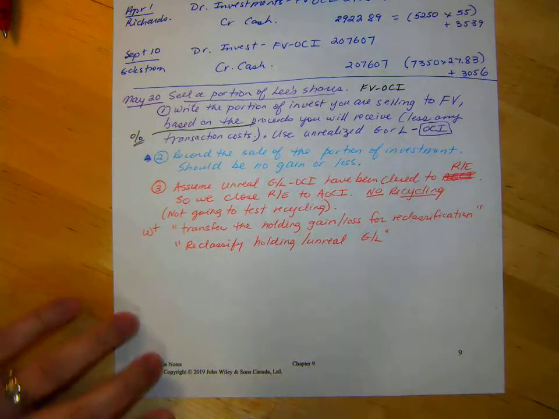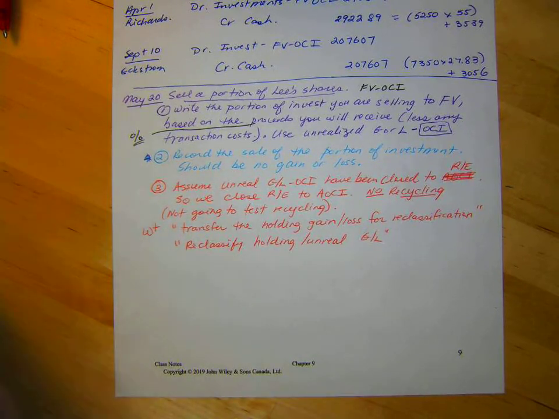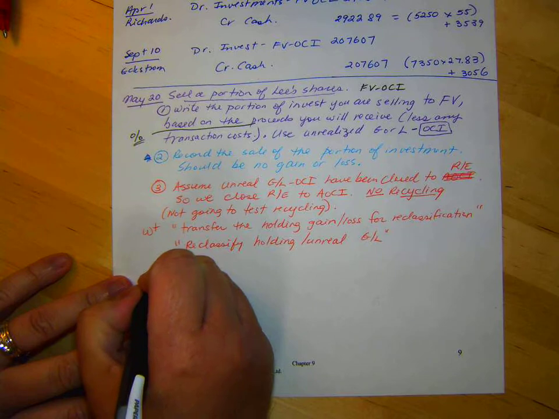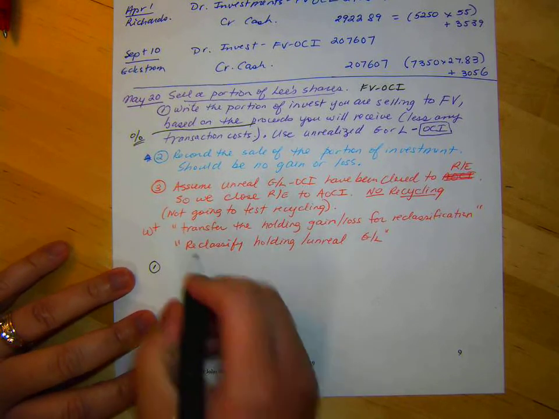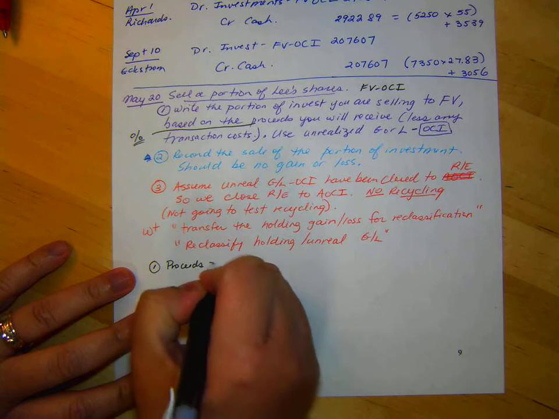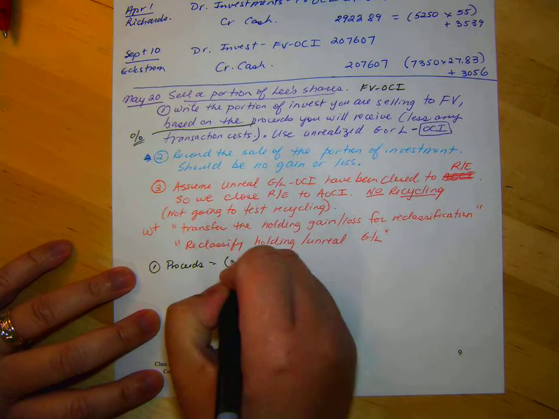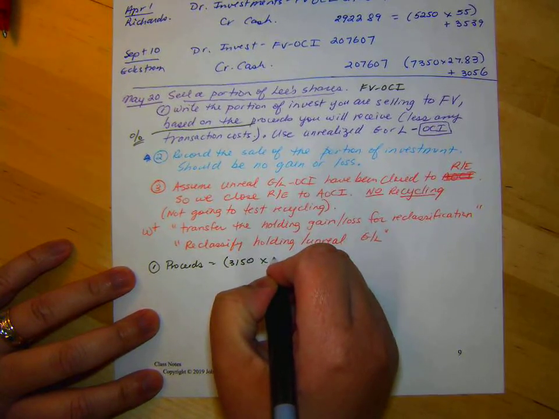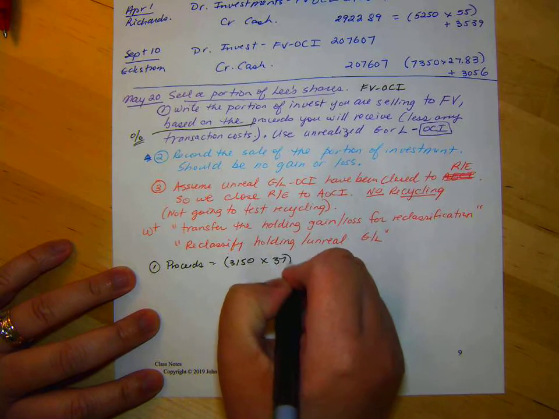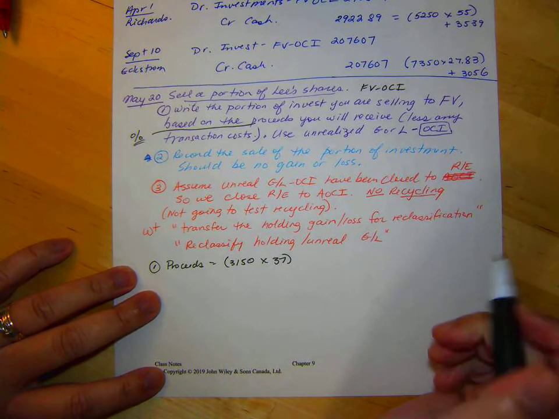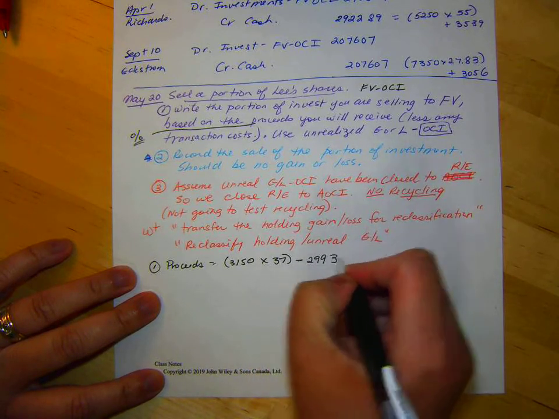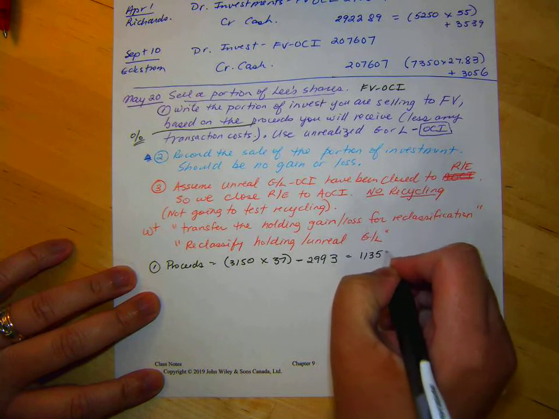Okay, so let's do the proceeds. So these numbers correspond up there. So proceeds are, we're going to get $31.50 times $37 each. But are we going to get all of that, or is there going to be a brokerage commission taken off? So we have to take away the 2993 equals 113,557.